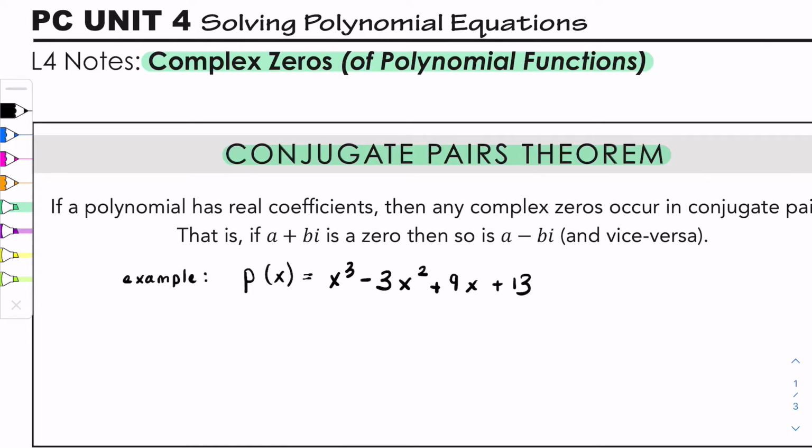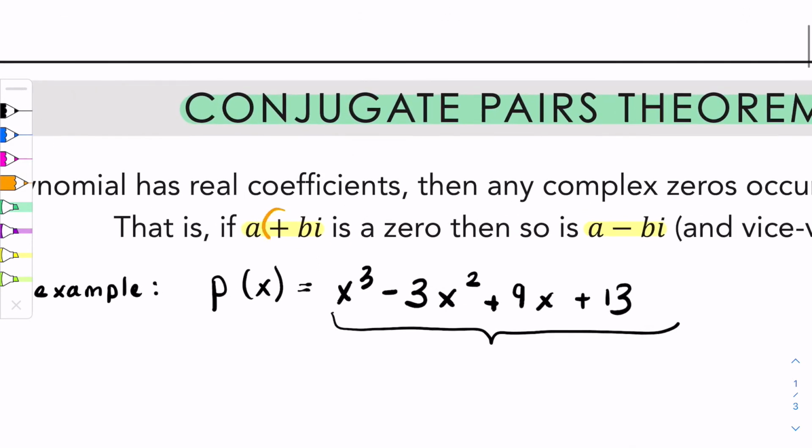If this polynomial has any complex zeros, then they occur as a conjugate pair, meaning that you actually have two. If you have a plus bi as a solution, then you also have a minus bi as a solution. The difference is the sign connecting the real part and the imaginary part. In the first one you have an addition sign, and in the second one you have a subtraction sign. Those are conjugates of each other.